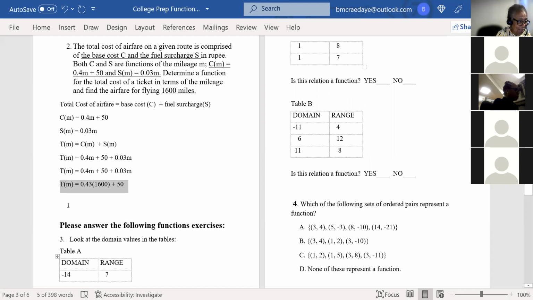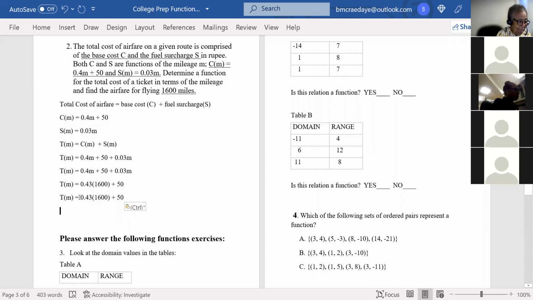So you got, let's just copy that. All right. And you got 688. Yep, plus 50. So that's equal to what? 738. And that's in what they gave it in. It wasn't in dollars, it's in rupees. 738 rupees.